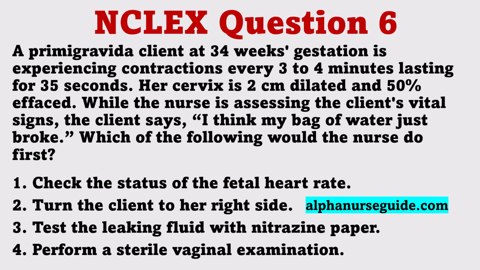Turning the client to her right side is not necessary. If the cord does prolapse, the client should be placed in a knee-chest or Trendelenburg position. Checking the fluid with nitrazine paper and vaginal examination are appropriate once the status of the fetus has been evaluated.